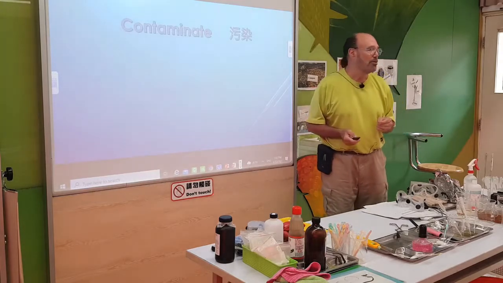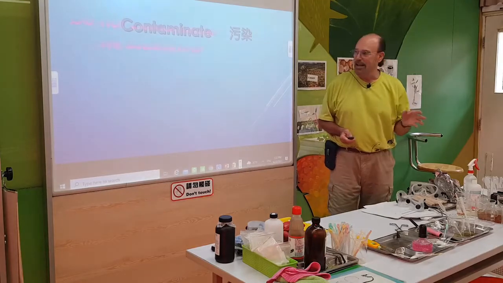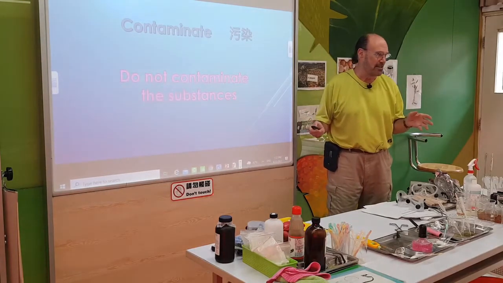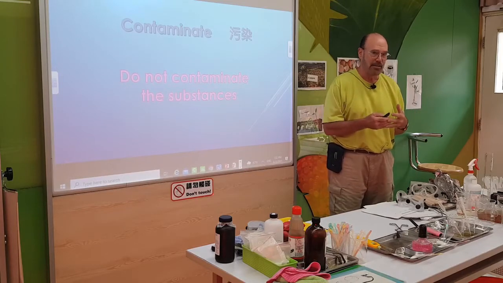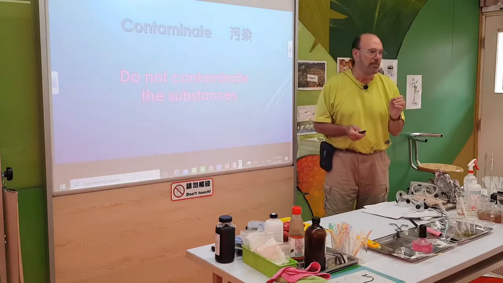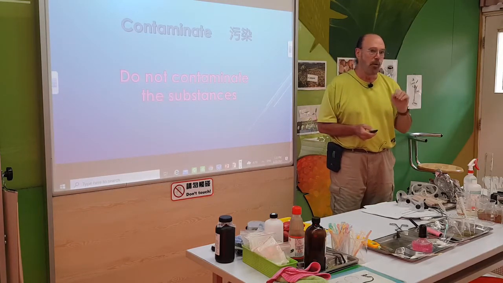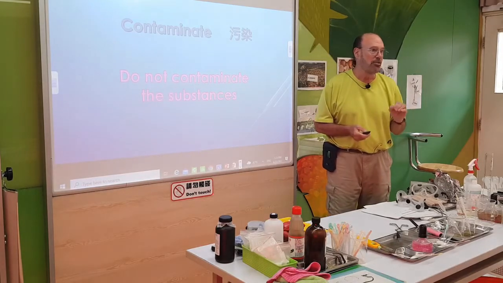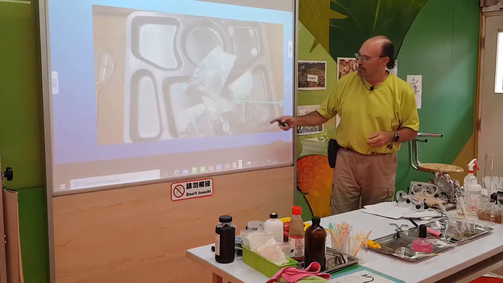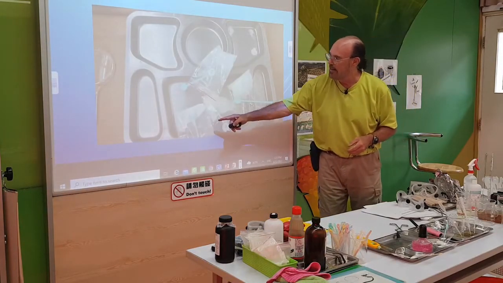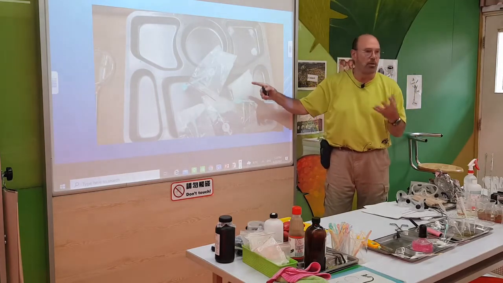And this is an important word here, contaminate. We don't want to contaminate the substances or the liquids, vinegar and iodine mixed together. We don't want to do that, so we have to be careful. That's why you have 4 different stirrers and 4 different powders. We'll call the unknown substances A, B, C, and D. You can see we have A, B, C, and D. So we have a stirrer for each one, so we don't contaminate.